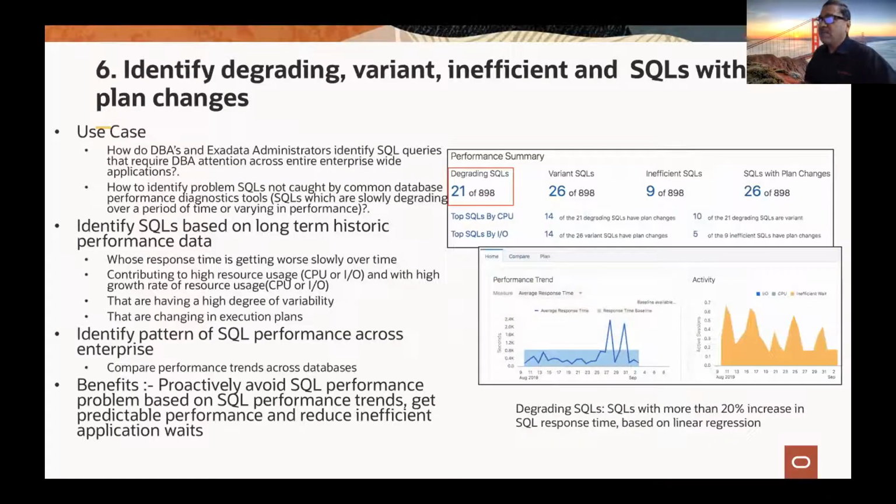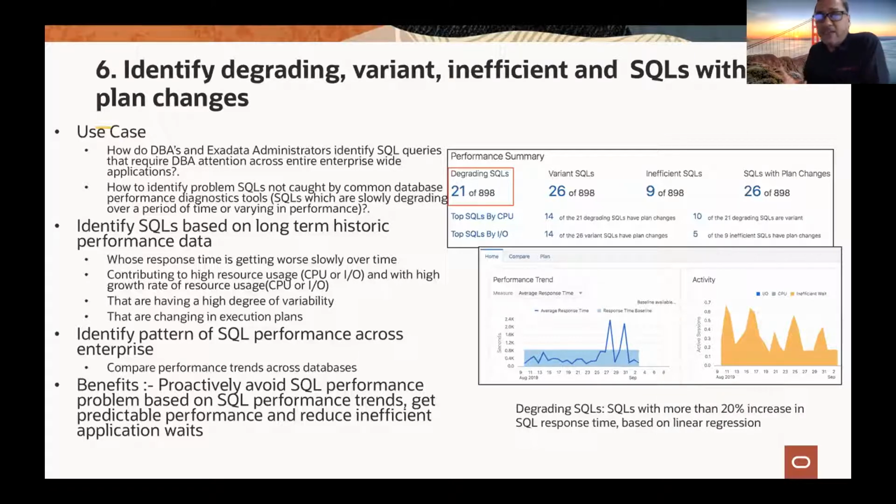The sixth tip here is really to identify any SQL issues so that you can avoid performance problems proactively. So what are the use cases? Some of the use cases that I can solve here: the tip is to identify any degrading SQL, that's the first one, based on response time. The second one is the variant SQL.